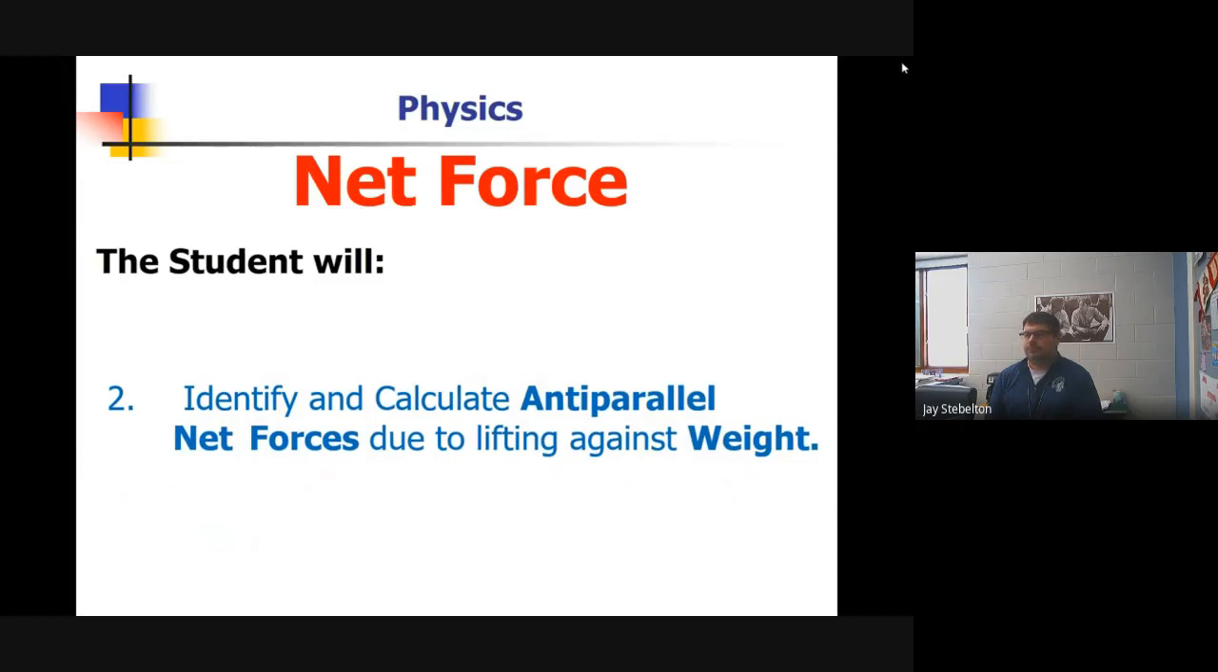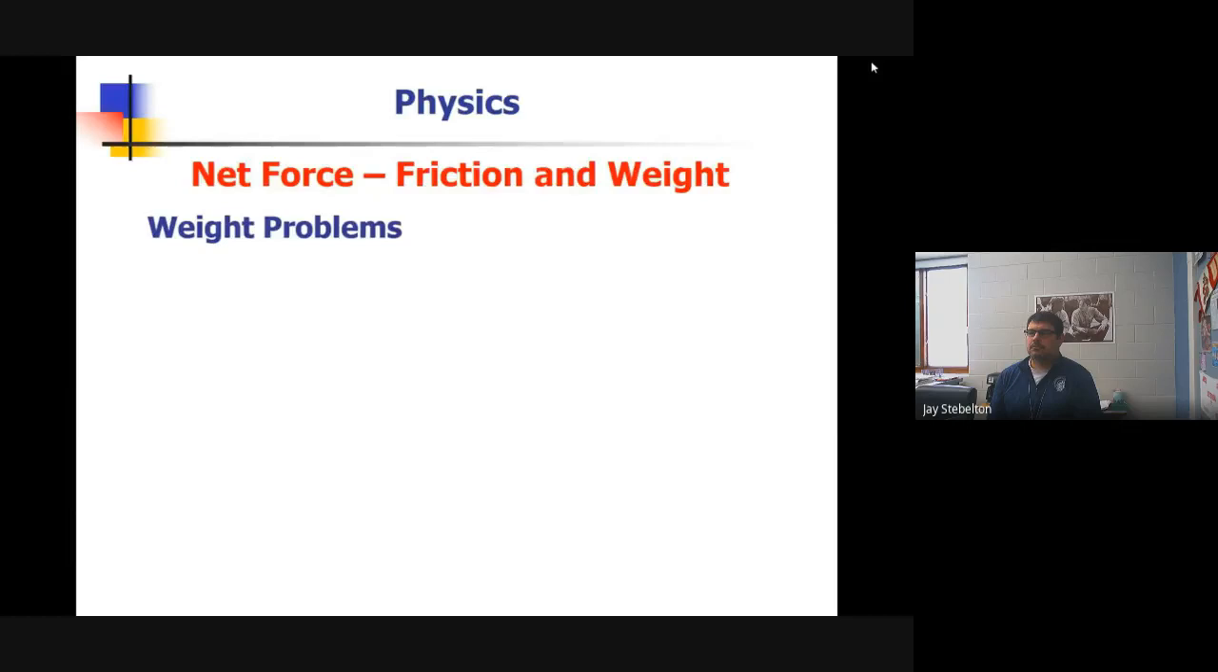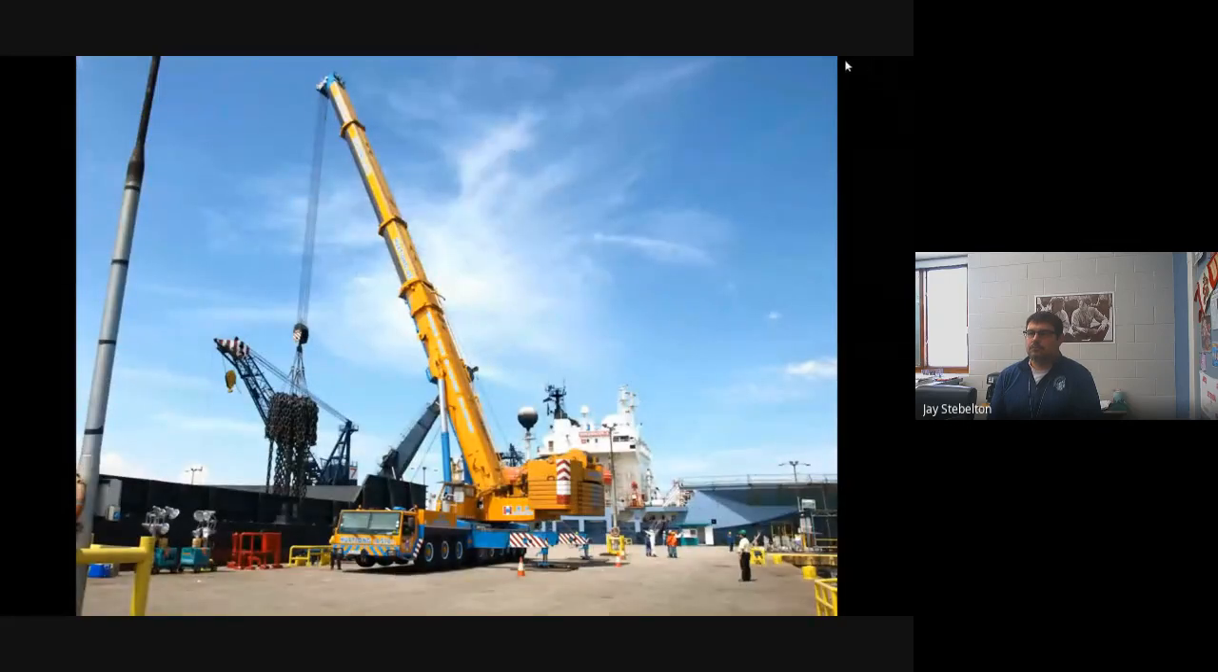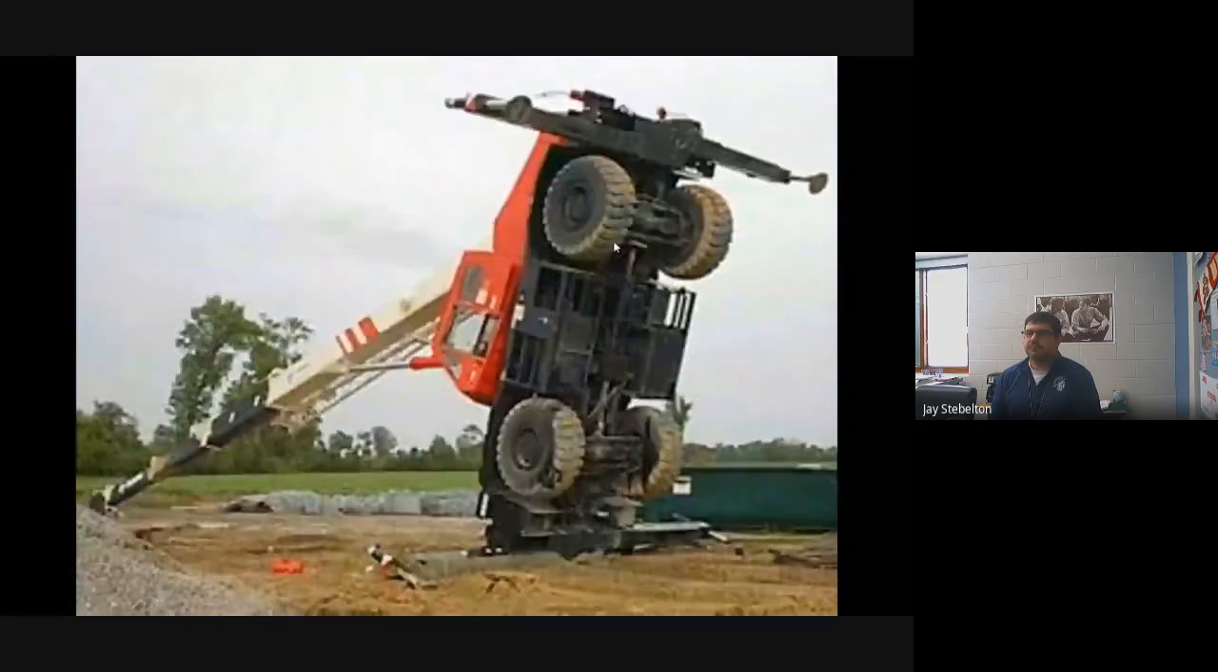Identify and calculate the anti-parallel net forces due to lifting against weight. Well, what kind of problems do we have where we're lifting against the weight? Well, they can appear in something like tension and weight. In this case, a crane offloading cargo from a ship. Now, this guy really knows what he's doing. That's a $30 an hour job. Because if you don't know what you're doing and you miscalculate the weight and tension in that crane, well, then bad things can happen.